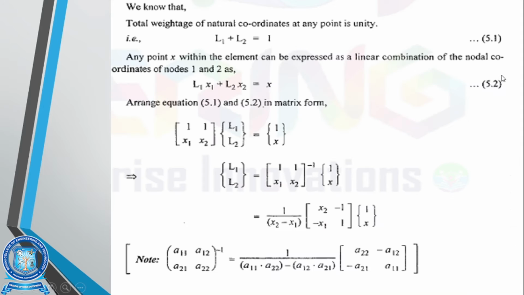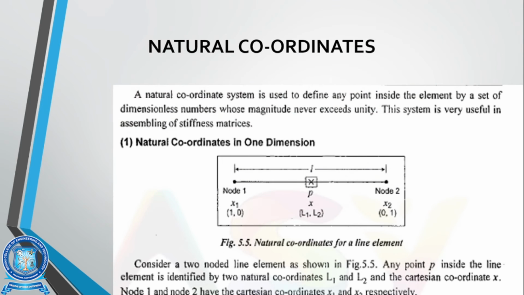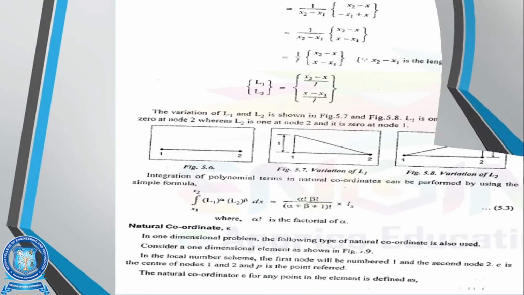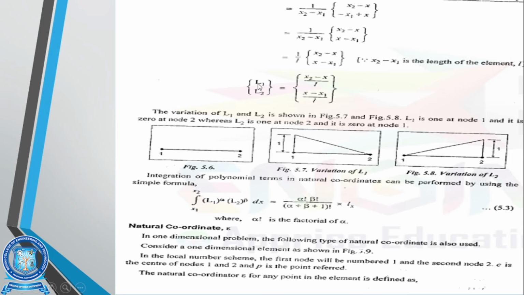So how are we taking this L? Here x2 minus x1 is called L. So we are taking it here as L. Therefore, the vector of L1, L2 is equal to (x2 minus x) by L and (x minus x1) by L. So this is the variation of L1 and L2.